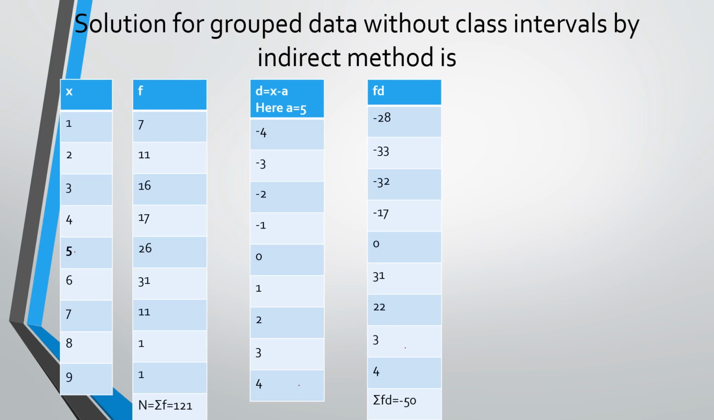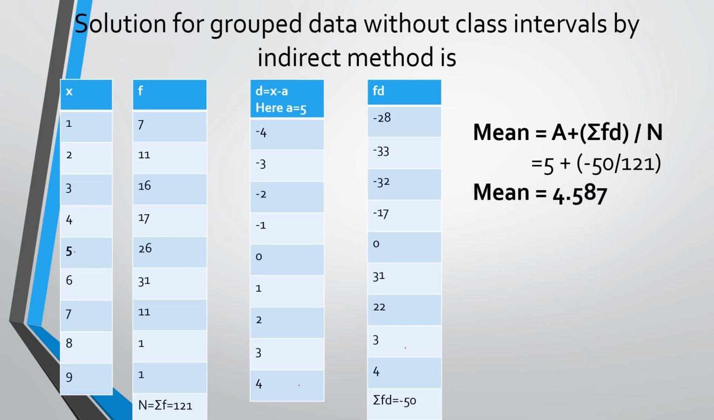And the formula for calculating the mean by the indirect method, when the class intervals have not been given for ungrouped data, is mean is equal to a plus summation of fd divided by n, where a is the assumed mean. In this case I have considered a as 5, summation of fd is the sum of the product of frequency and the deviation, and n is the summation of f. So here a is equal to 5 plus summation of fd, which is minus 50, divided by n, where n is 121.